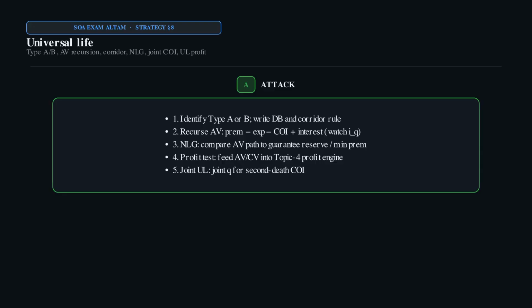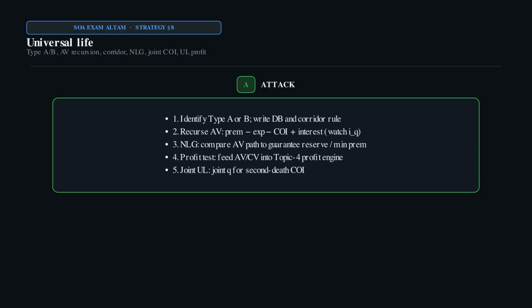Attack checklist. Identify Type A or B and write the death benefit and corridor rule. Recurse account value: premium minus expense minus cost of insurance plus interest. Watch the quarterly rate used to discount COI.